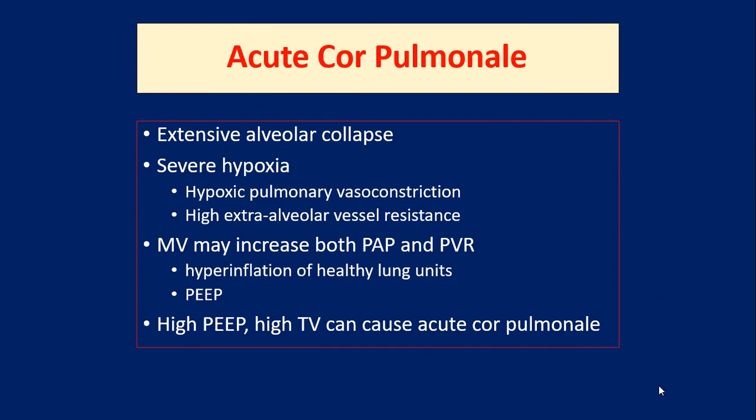Acute cor pulmonale can happen in the presence of extensive alveolar collapse and severe hypoxia, which can cause vasoconstriction. Mechanical ventilation may increase both pulmonary artery pressure and pulmonary vascular resistance because of the hyperinflation of the healthy lung units and the high PEEP. High PEEP and high tidal volume can cause acute cor pulmonale.